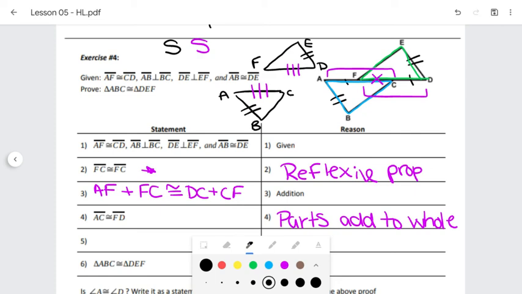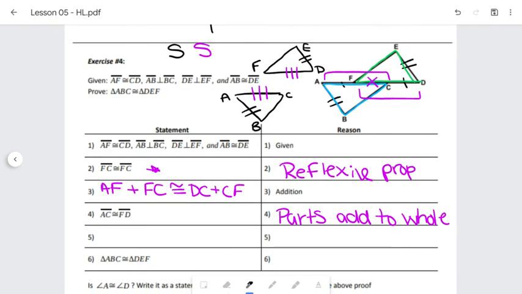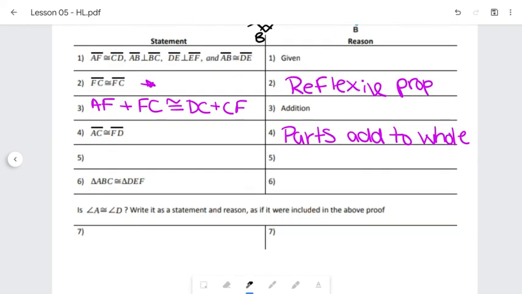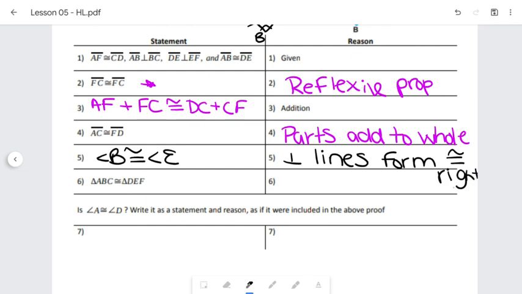I still haven't said anything about this triangle having another side or an angle or anything, but we see perpendicular. So we should automatically know what perpendicular lines do at this stage of the game. AB is perpendicular to BC. DE is perpendicular to EF. So you can label one or two angles on either of these triangles. These happen to be by themselves, so we can just say angle B is congruent to angle E because perpendicular lines form congruent right angles. And now there's my last piece.